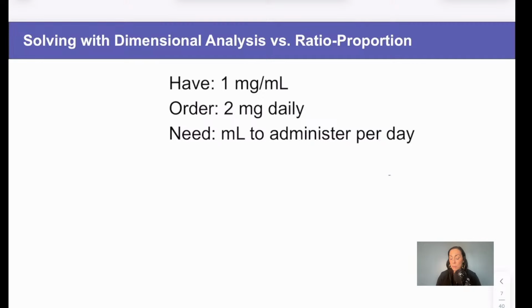So we have 1 milligram per 1 ml. Our order is 2 milligrams daily, and we need to find out how many mLs we're going to administer per day. So for dimensional analysis, we're going to put what we're looking for on the right side, and that's going to be our milliliters per day to administer. So we put that on the right. On the left side, you can put any other number there. It's just something that we have. So I'm going to start with my 1 milligram per 1 ml.